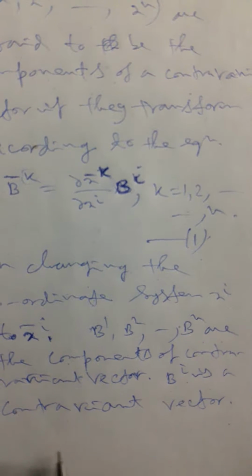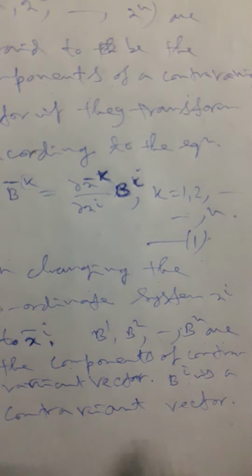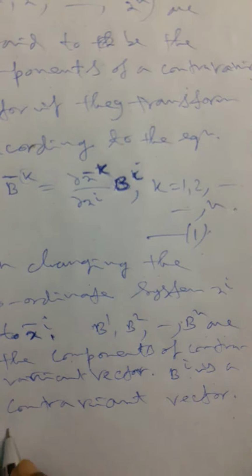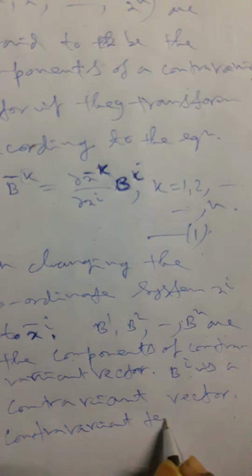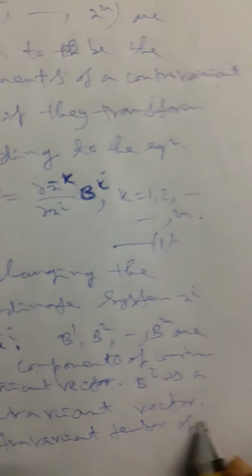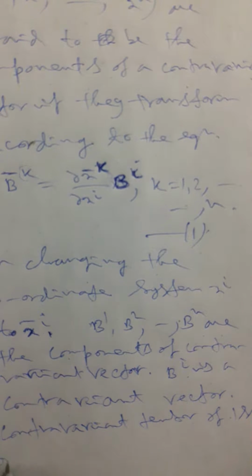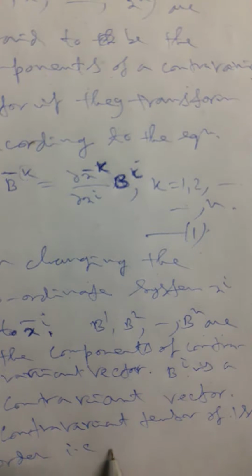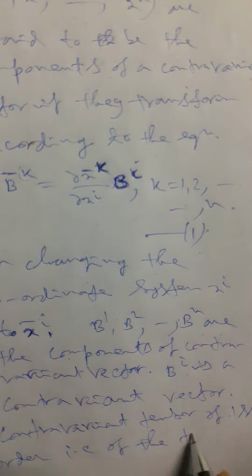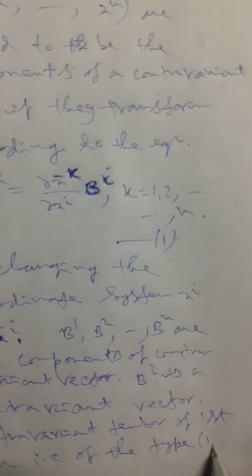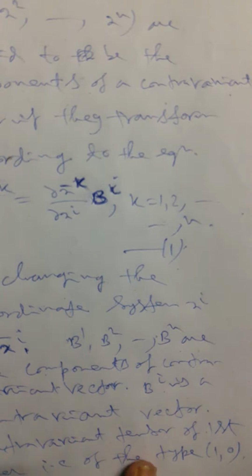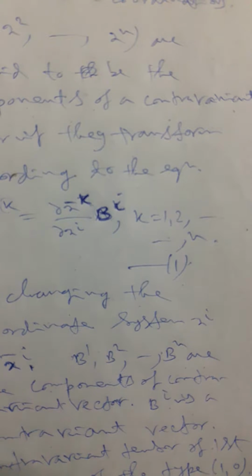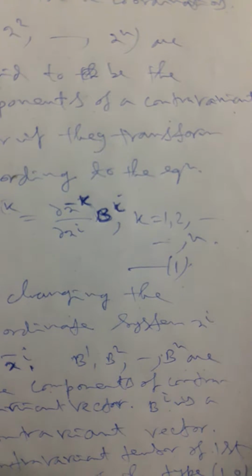And it is also a tensor, a contravariant tensor, so we call it a contravariant tensor of first order, that is of the type (1, 0). It will be clear if we consider one example.